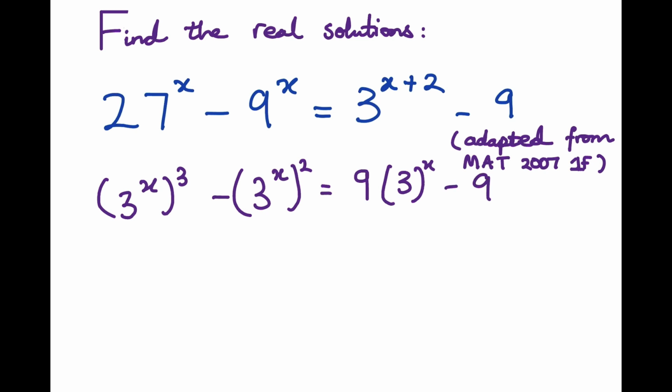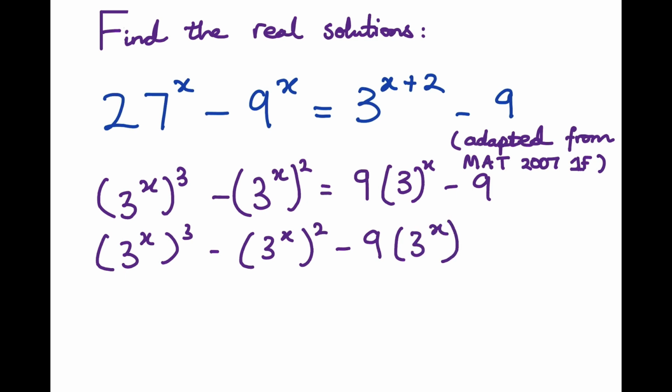Now, this looks all right, but I would like to move all the terms to one side so I can make the other side equal to 0. So I'm going to move everything to the left-hand side to get 3 to the x all cubed minus 3 to the x squared minus 9 lots of 3 to the x plus 9 equals 0. So hopefully we can see that this is a disguised cubic.